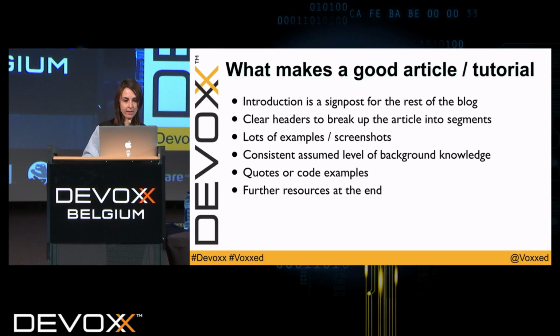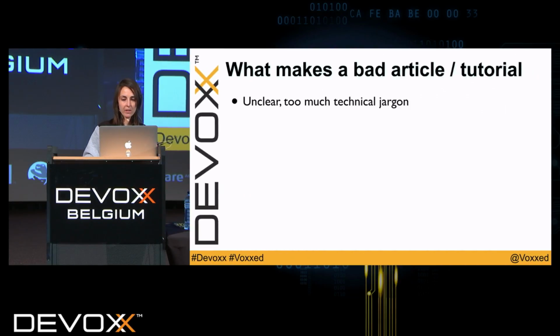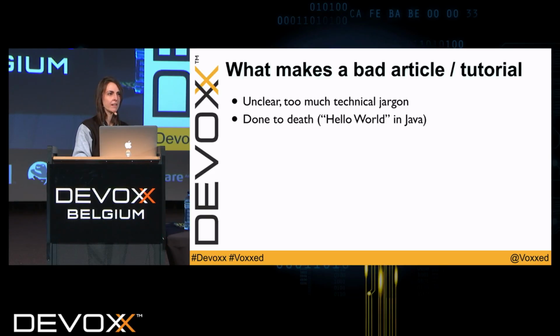Okay, bad article. Something that's maybe unclear and has too much technical jargon. If you looked at it, maybe you'd have to have a PhD in the particulars they're talking about to understand it. Something that's been done to death. So maybe my first Docker container. Probably already have a few articles about that.